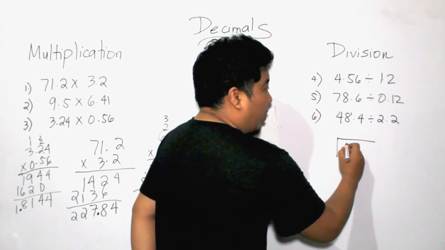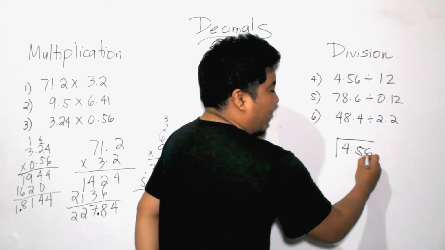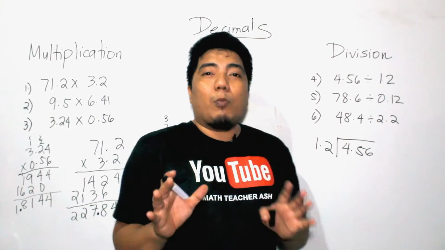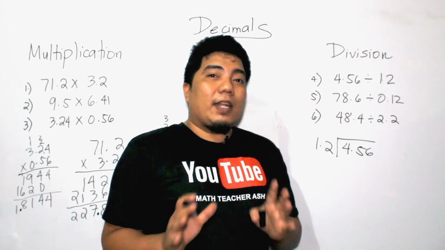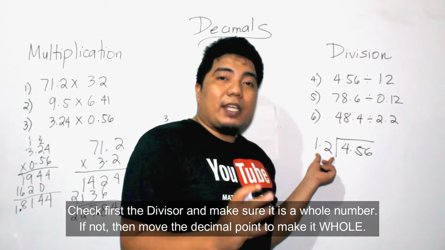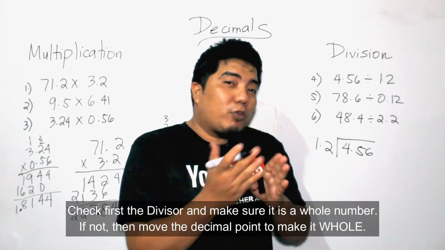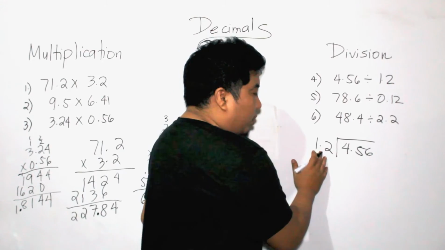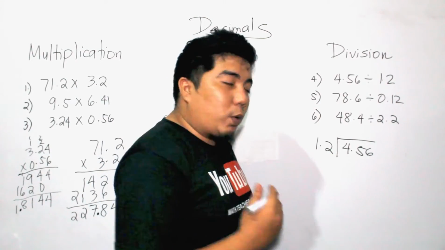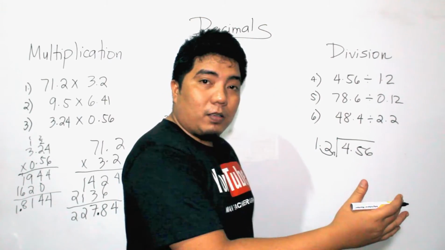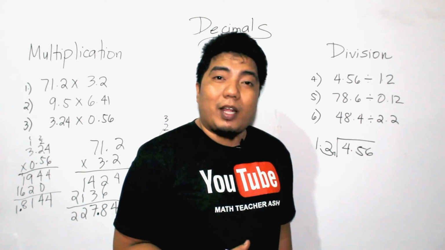We put our dividend inside this one, and outside is the 1.2. Now, before you divide the numbers, you check first your divisor. If there is a decimal point, you need to move that decimal point in order for it to become a whole number. So, this is 1.2, right? So, what we will do here is we move our decimal point to the right. So, it will become 12.